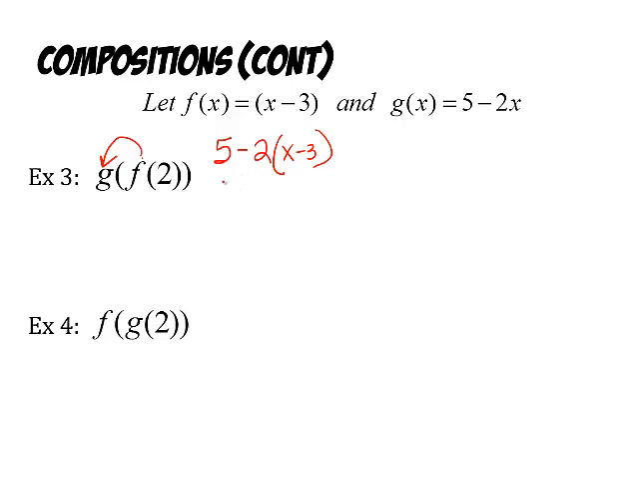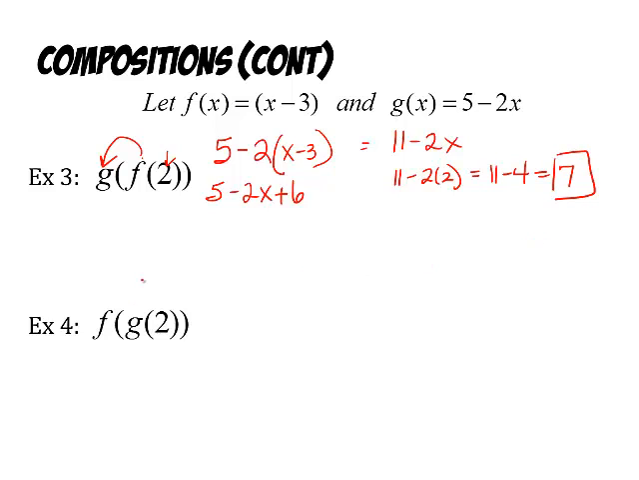Now I'm going to simplify. So 5 minus 2 times x minus 3, which is 5 minus 2x plus 6, and if I simplify that even further, 5 plus 6 is 11 minus 2x. Okay, so now I'm ready for the 2. Once I've done all this, then I substitute in a 2 for x. So 11 minus 2 times 2, this is 11 minus 4, so my answer is 7.